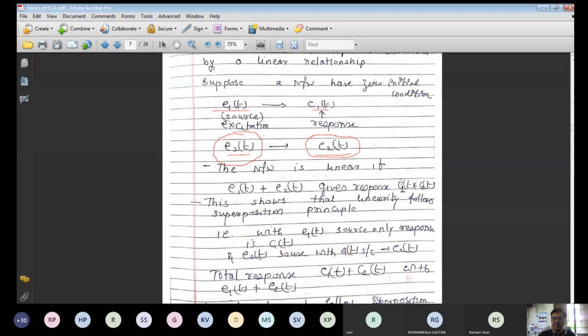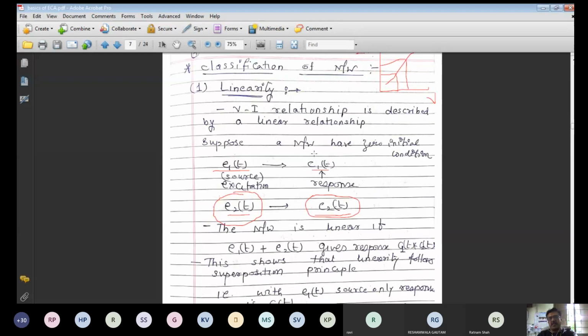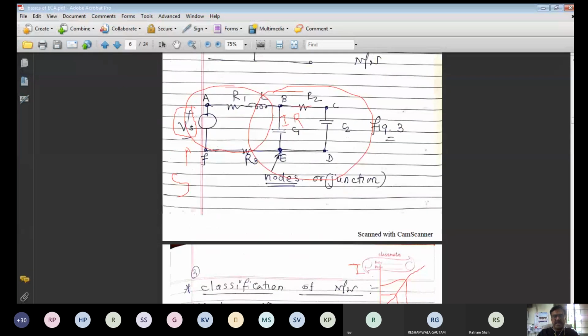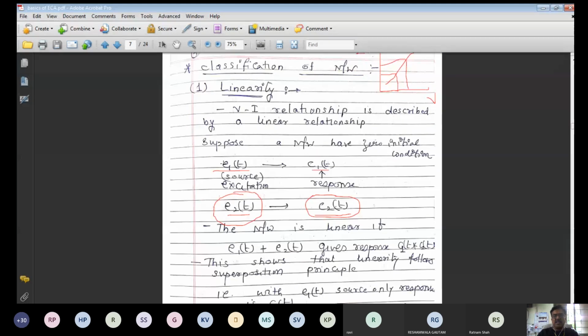It follows like this. Suppose I take individually E1 giving C1 and E2 giving C2, the summation of these two gives C1 plus C2. And if I connect two voltages into the circuit, suppose E1 is 5 volt and E2 is 5 volt, so 5 plus 5 is 10. Suppose the responses are 2 and 3, so the summation of the responses is 5, corresponding to the summation of 10.